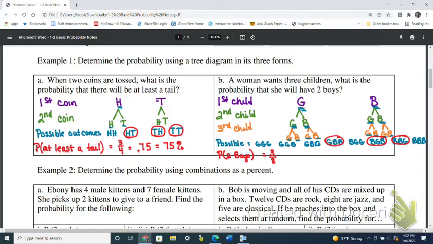Sorry, I read that wrong. It doesn't say exactly 2 boys. So this boy, boy, boy will work. She just says 2 boys. So 3 boys does have 2 boys within it, so that does work. So that's 4 out of 8, which is 0.5, which is 50%.